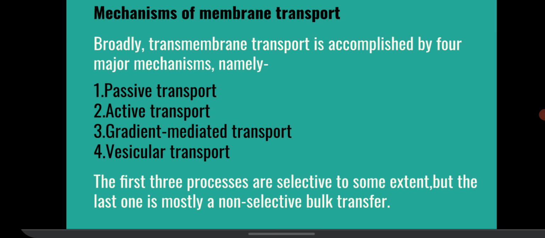Mechanisms of membrane transport. Broadly, transmembrane transport is accomplished by four major mechanisms, namely passive transport, active transport, gradient mediated transport, and vesicular transport. The first three processes are selective to some extent, but the last one is mostly a non-selective bulk transfer.